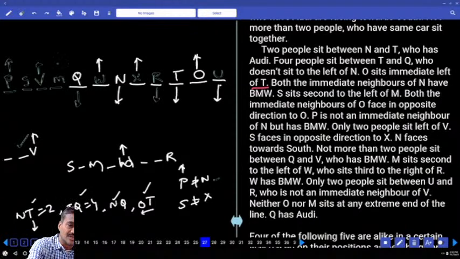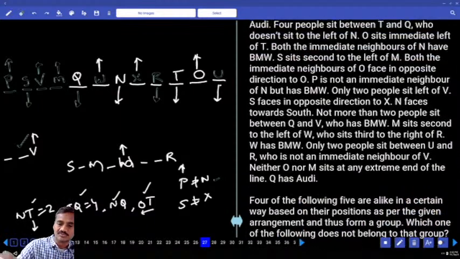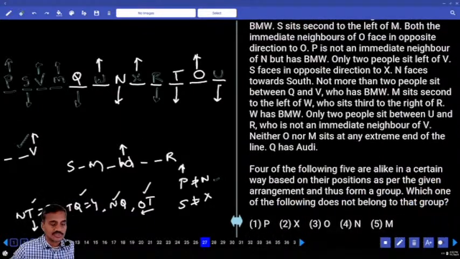SC seated second to the left of M means M is facing towards north. Then S must be facing towards south. Clear? Because not more than 2 persons. Now we have got the directions of all these people. This is the information we have, and this is about question numbers 27 to 31.